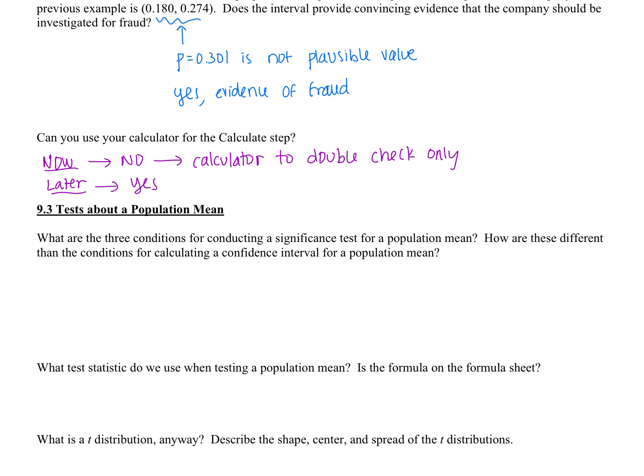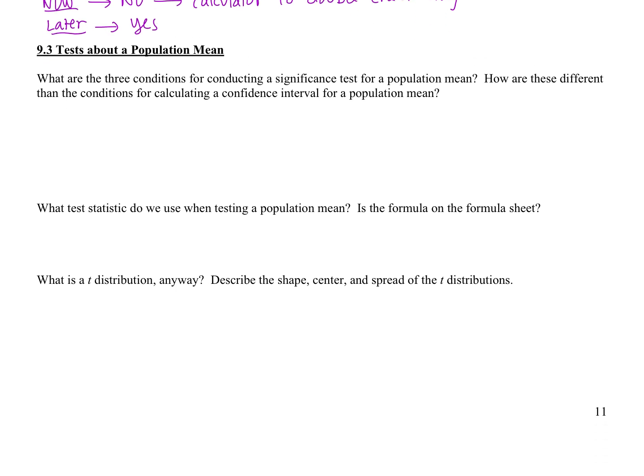Like I said, because you've talked about this, I'm going to try to be efficient to talk about the background and then how to use the calculator. 3 conditions for conducting a significance test for population mean. Okay, let's talk about a confidence interval for mean.